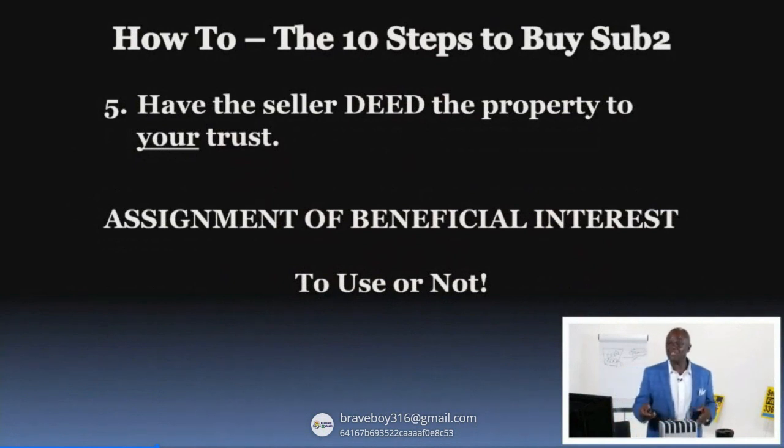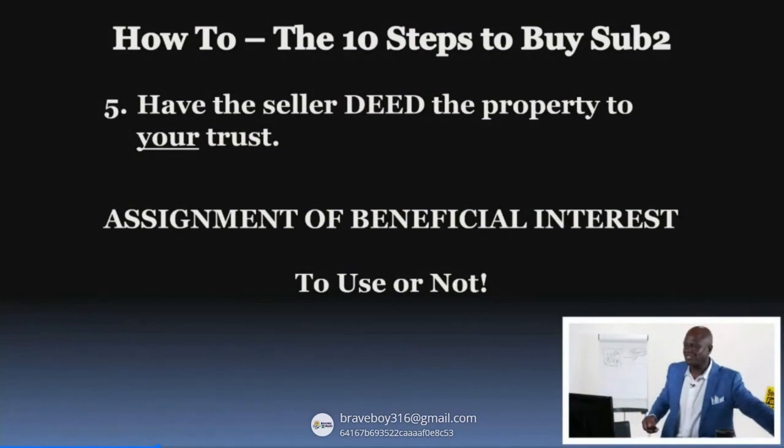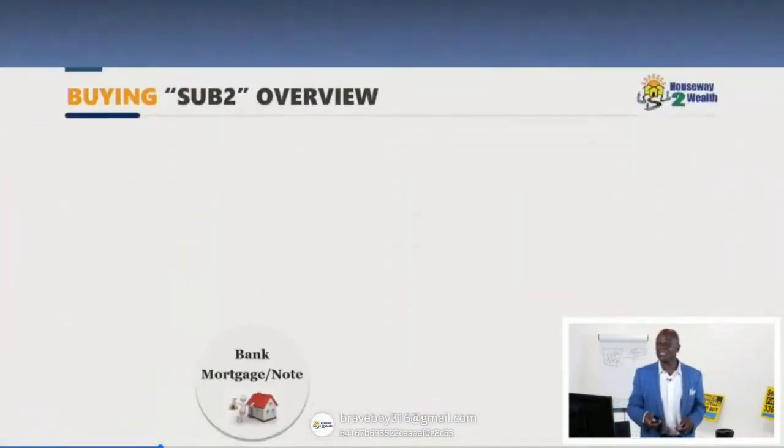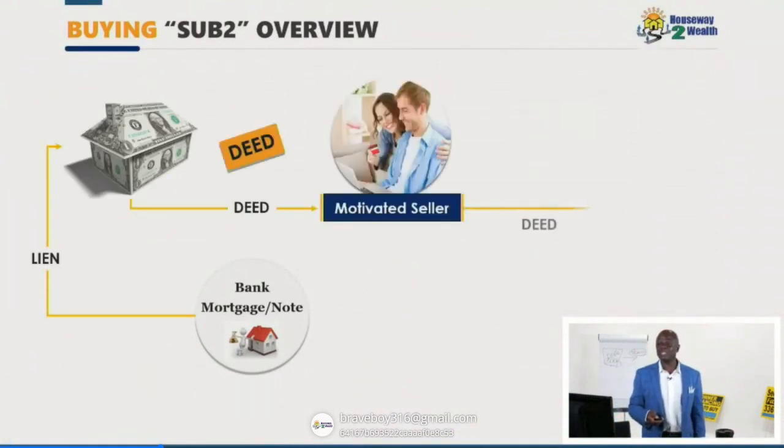And then you see where it says assignment of beneficial interest, to use or not. I talked about this yesterday. We are not doing it by virtue of assignment of beneficial interest. You're going to have them deed the property directly to your trust. You do not want to use an assignment of beneficial interest, and I'm going to get into telling you why right now. So this is what it looks like.